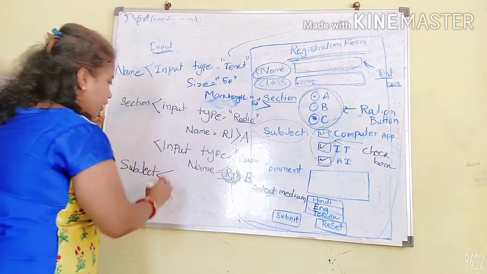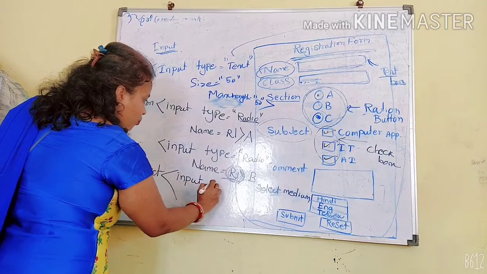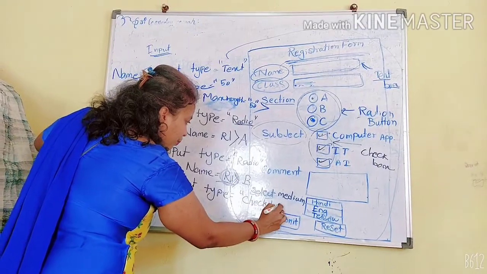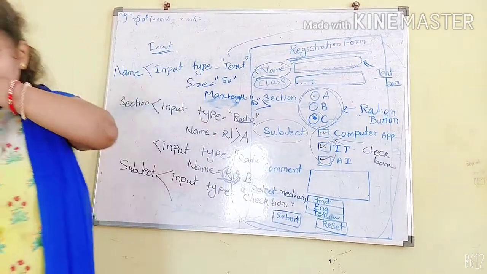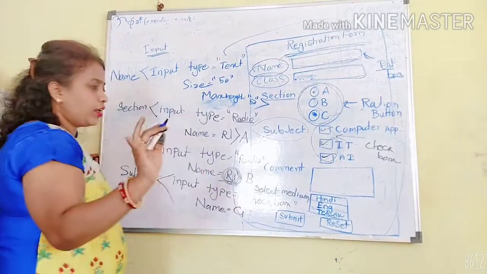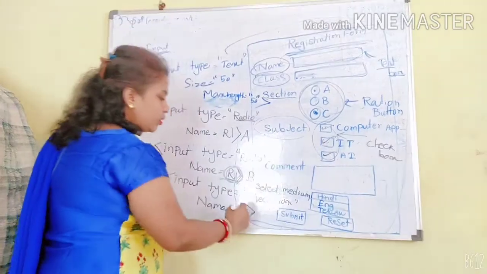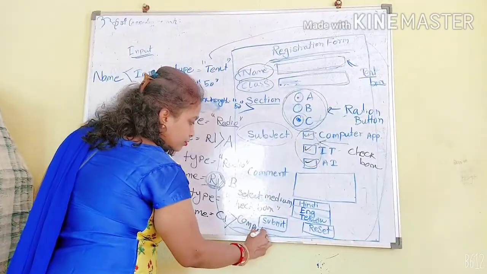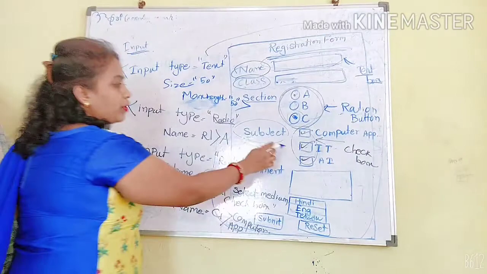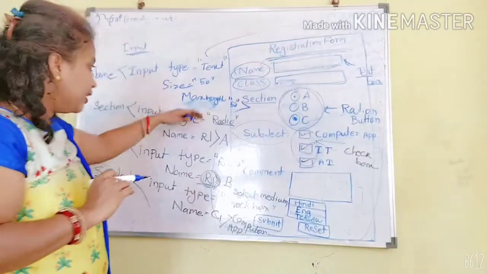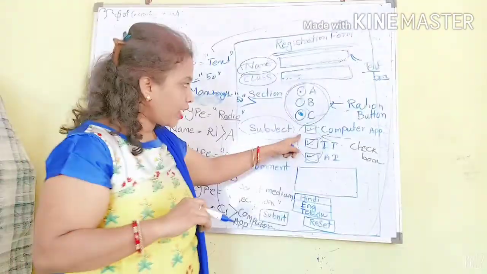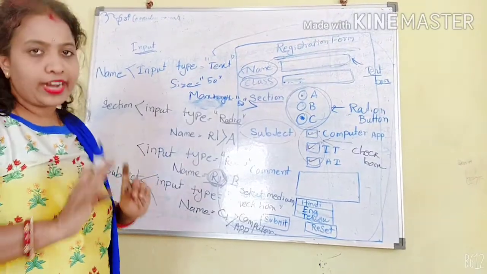First I have to write the subject. Okay, next I have to write input type equal to checkbox. Clear? And name equal to C1. I'm just taking C1 as an example, and afterwards computer application. Clear? And you have to write the same for the IT and for the AI also. But this time we can select multiple options, because whenever you write checkbox it is converted into squares and you can select multiple options at a time.